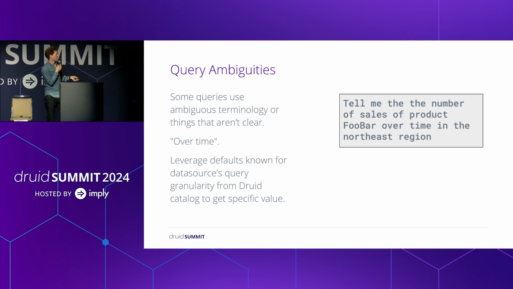The other thing I ran into that is much more Druid specific is some queries use ambiguous terminology. Over time. If you're dealing with aggregations and you say over time, the LLM might give you something where your data source's query granularity is generally day. It might decide, oh, let's look at everything per minute. That doesn't really make much sense. So there, we leverage the new functionality in Druid called the Druid catalog, which allows you to set a default granularity for your data source, and that's generally applied to your ingestions, to get the specific value and give you a much better query based on that.